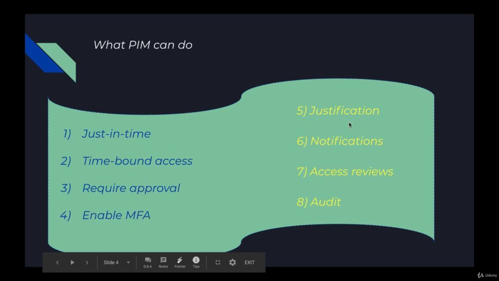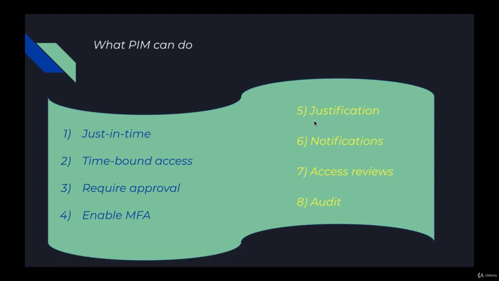And then another is that with PIM, you can also have the process of providing justification. Let's say a user needs root access or admin access or global administrator access to perform a certain activity. With the help of PIM, you can also require that the user or administrator provides a proper justification, that is, why such access would be required.